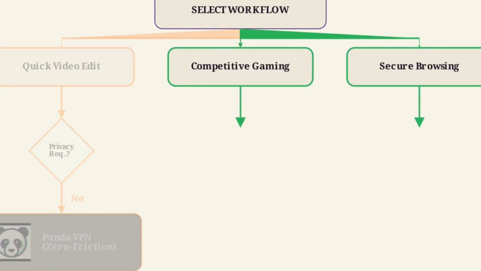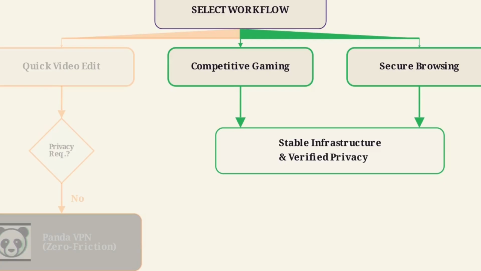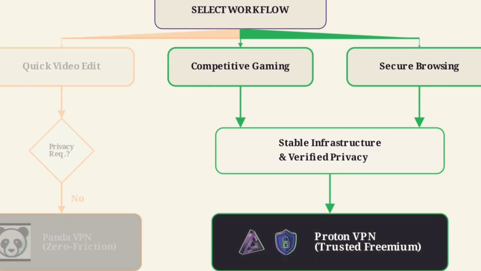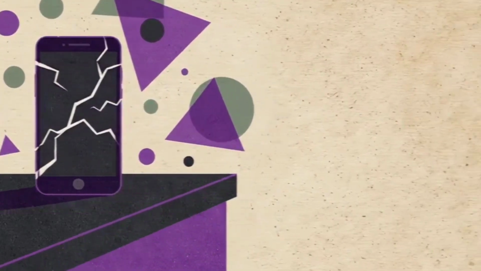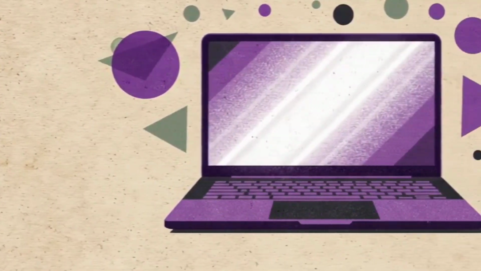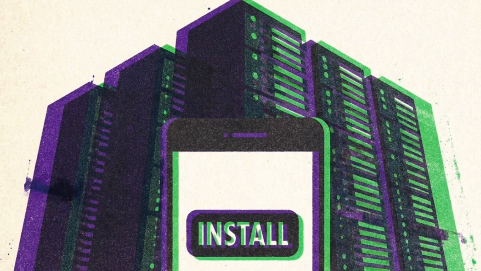However, look at the competitive gaming and secure browsing paths. These tasks require stable infrastructure and verified privacy. A trusted freemium app like Proton is the requirement for these high-stakes paths, regardless of the initial setup time. The right choice is dictated entirely by whether you are executing a low-stakes burner task or building your daily digital infrastructure. The marketing labels in the App Store are less important than the business model sitting behind the Install button.